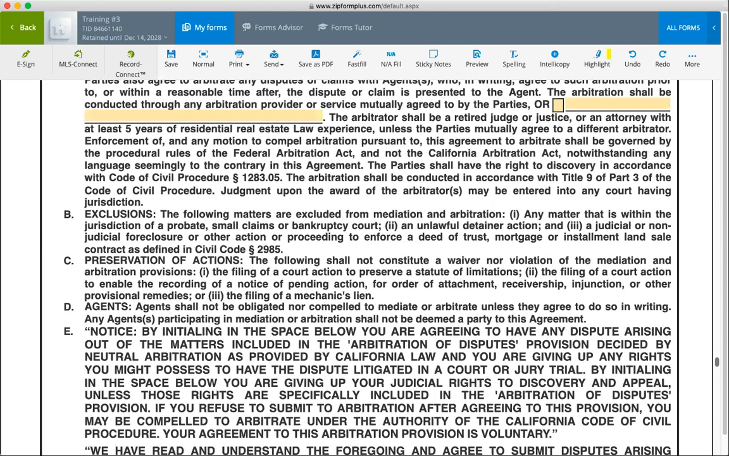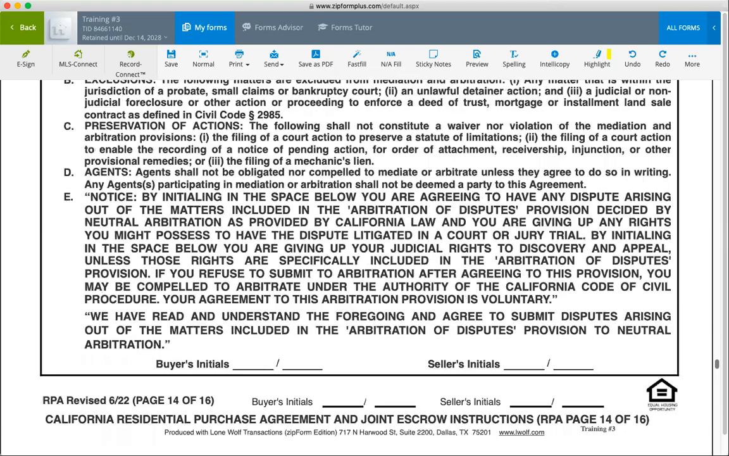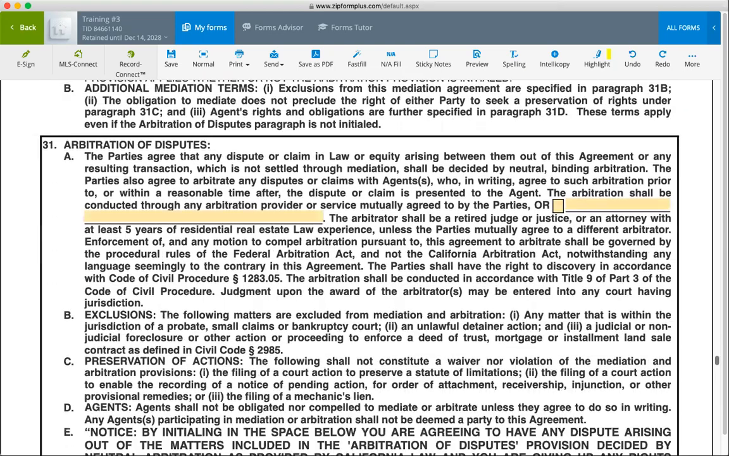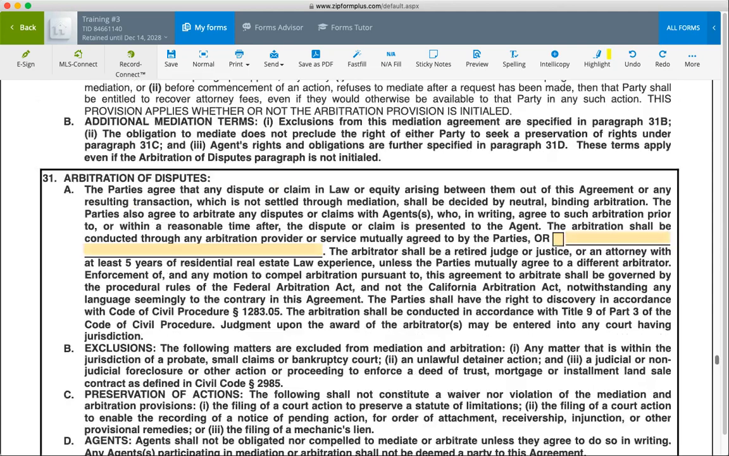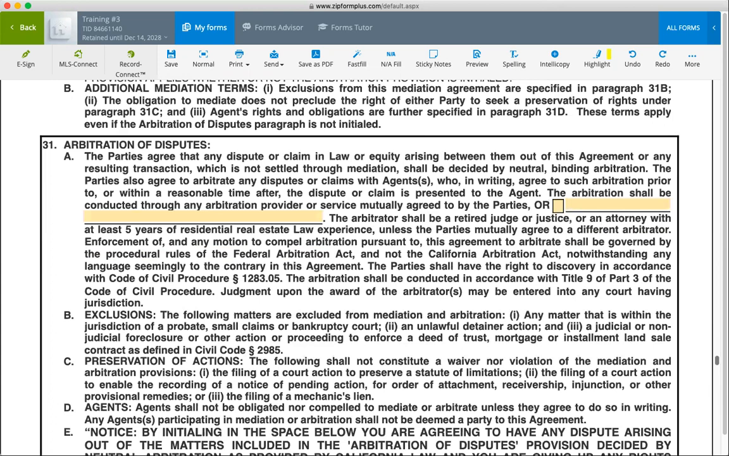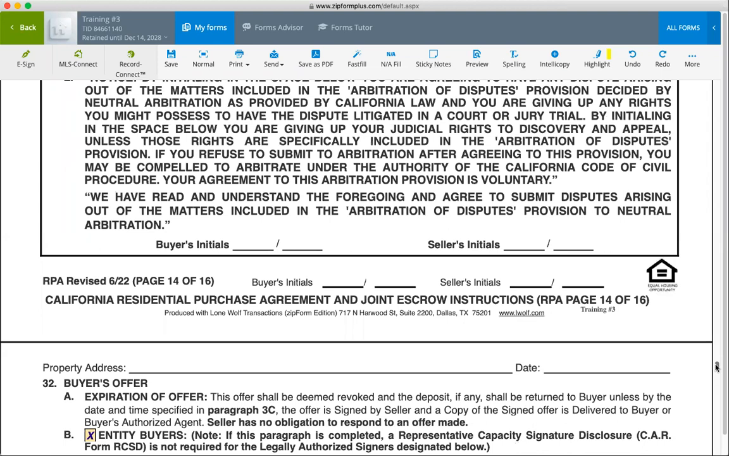Arbitration of disputes. This is optional. Our position on this is that if our client has a strong opinion about arbitration, then they should follow their instincts. And if they have no opinion about arbitration, we usually say our legal counsel, which is Bill Jansen for these purposes, recommends that you not agree to arbitration at the outset of the transaction because you have the right to do so later, depending on what the dispute is.